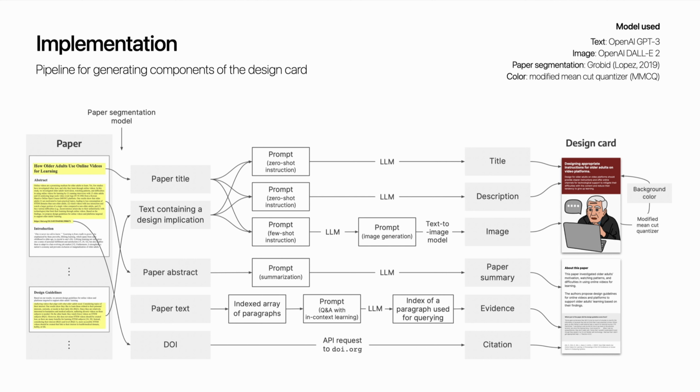Then, employing a combination of large language models and text-to-image models, each component of the design card format is generated. Our approach incorporates various large language model techniques, including instruction, future prompting, and Q&A with in-context learning. Additionally, DOI is processed via doi.org API to generate a citation in MLA format.